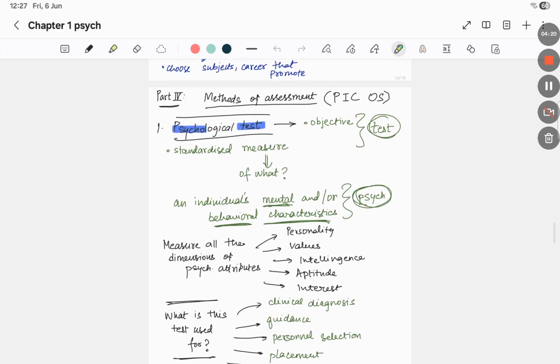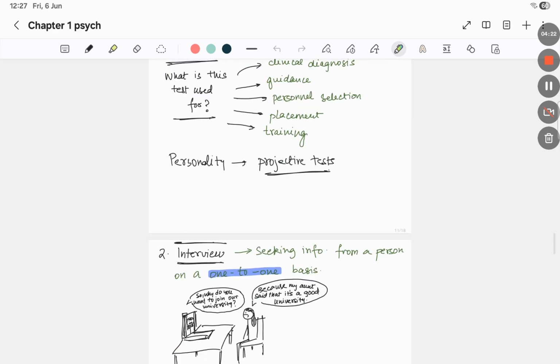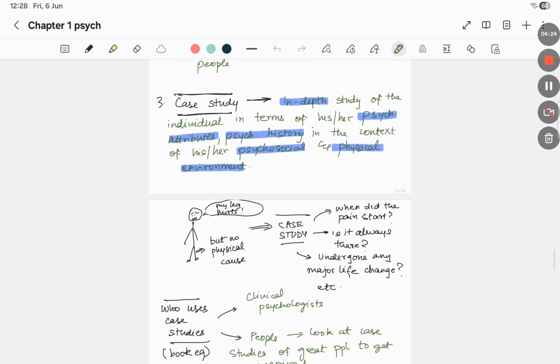Third from PICOS is C, which stands for case study. So what is case study? The definition given in the book is it is an in-depth study. In-depth is the keyword here. It is an in-depth study of the individual in terms of his or her psychological attributes, psychological history, in the context of his or her psychosocial and physical environment.